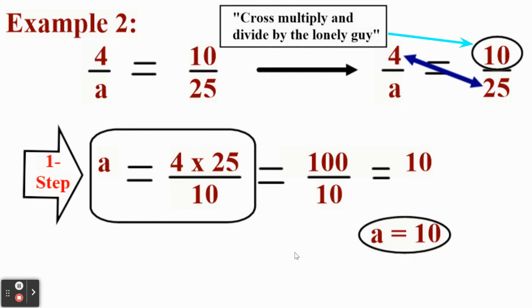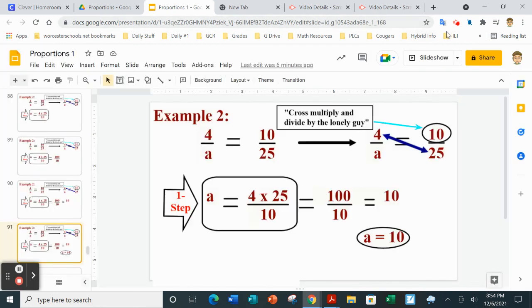So when you set up a proportion, think of my rhyme: cross multiply and divide by the lonely guy, and it will never let you down. All right, let's go take a look at this and get into detail.